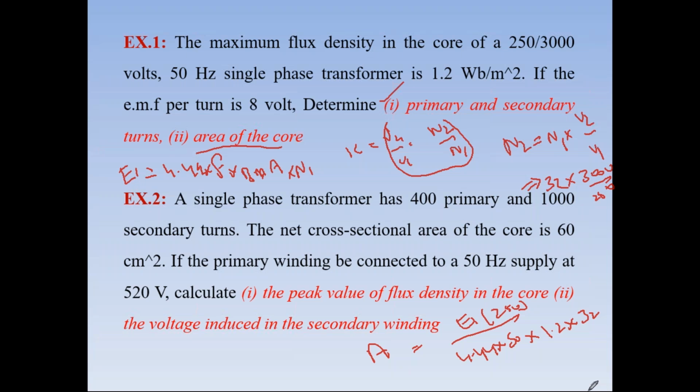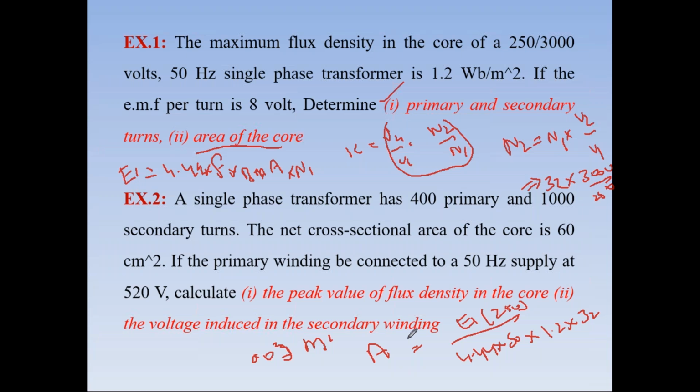What is the value of A? 0.029, sir. So approximately 0.03. What is the units of area? Meter square, sir. Right. A is equal to 0.03 meter square. So this is the way of finding the problems based on the EMF equation.